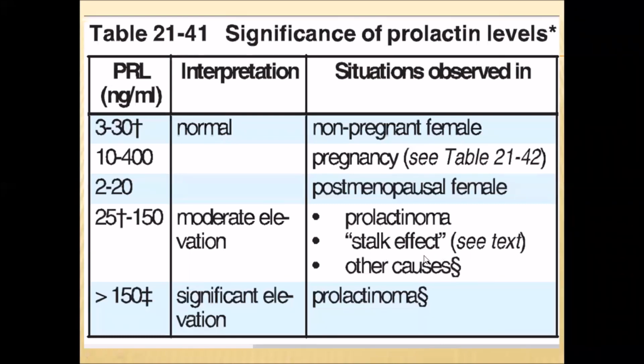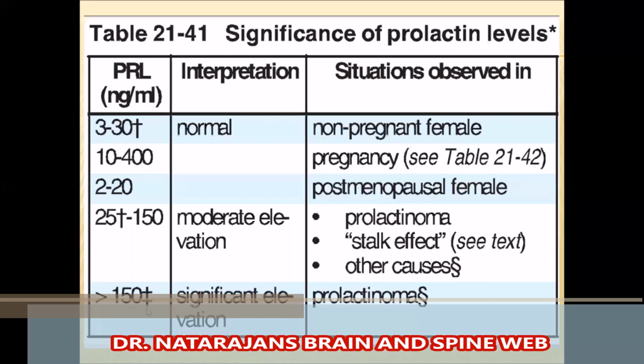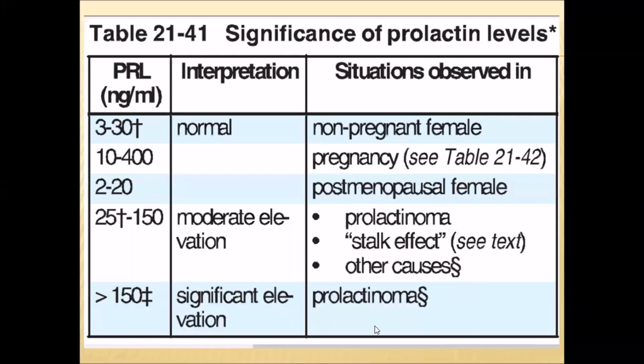The stalk effect is mainly because of compression of the pituitary stalk or the infundibulum, wherein you can have elevation of the prolactin level. Usually in case of stalk effect, the elevation of prolactin will be only around 150. When the level is more than 150, or more than 200, it is diagnostic of prolactinoma.